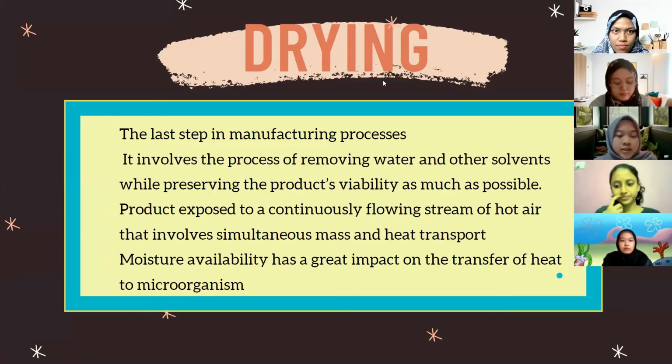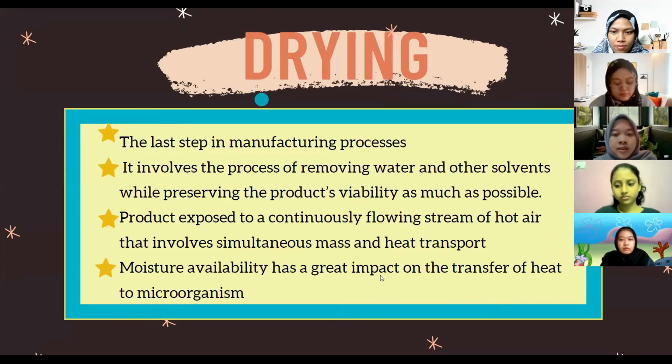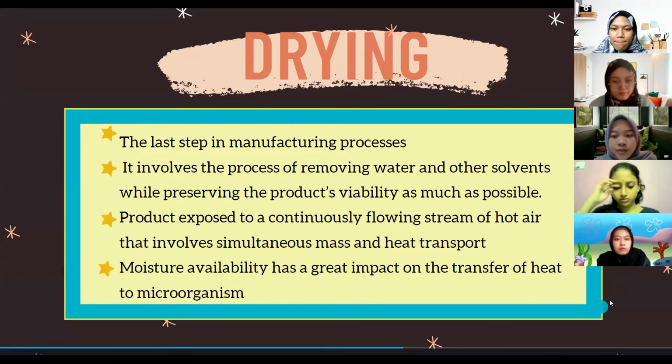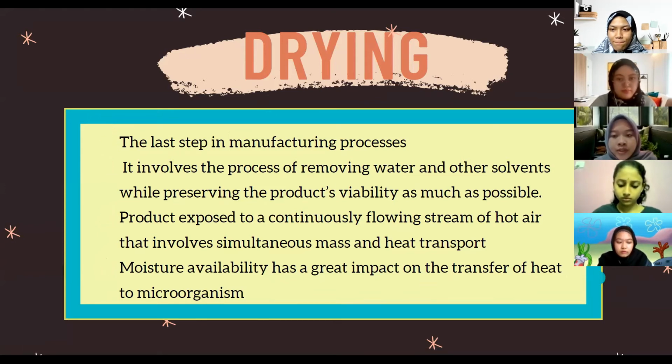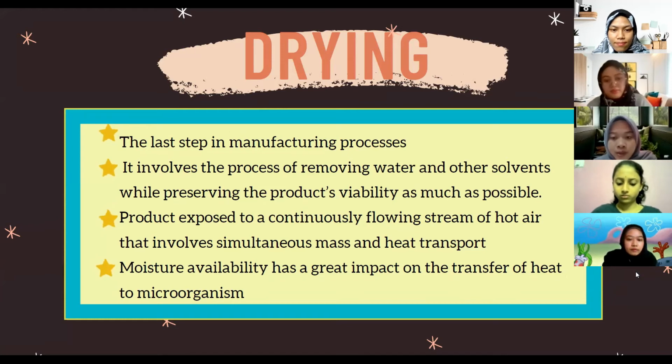So the next downstream process is the drying process. In most manufacturing processes, drying is usually the last step, and it involves removing water and other solvents while preserving the product's viability as much as possible. For example, food is exposed to a continuously flowing stream of hot air, and that involves simultaneous mass and heat transport. So moisture availability has a great impact on the transfer of heat to microorganisms.